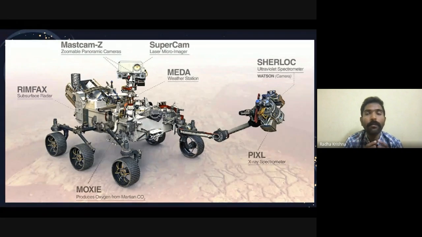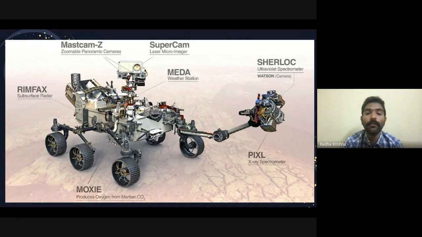Zoomable panoramic cameras. Panorama, everyone knows these days. You can stitch these images in all different views and form a very big view. Those are panorama images. And zoomable panoramic cameras already have hardware to make the surface images for panoramas. MOXIE is an instrument that is there to produce oxygen from Martian CO2 to test whether we can produce oxygen on the Martian atmosphere or not.